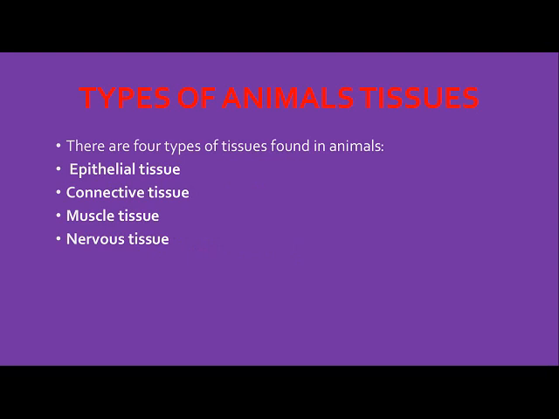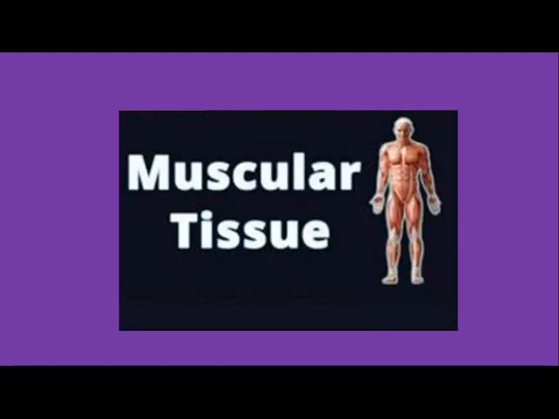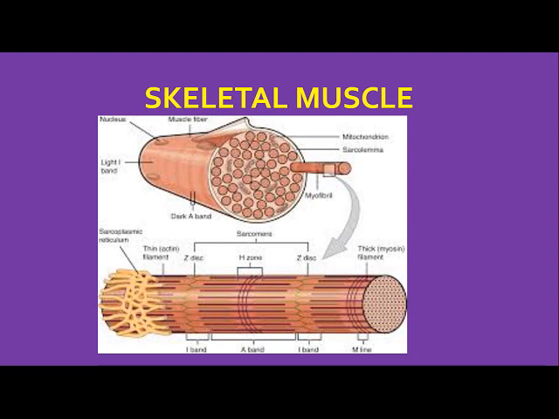Children, just to remind you that we were studying about the different types of animal tissue. We have already studied the epithelial tissue, connective tissue, nervous tissue, and right now we are studying the muscle tissue. In my previous class, children, I taught you what muscle tissue is, what its functions are, and we also studied one type of muscle tissue. Let us study our today's topic, skeletal muscle.